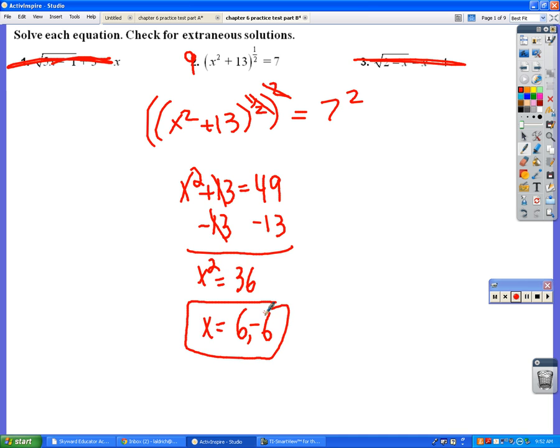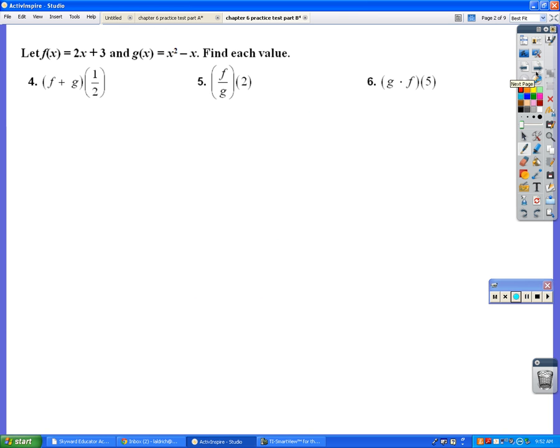Okay, let's look at these function things here. So this is number 10, 11, and 12. All right, so f plus g of 1/2. This just means take the 1/2 and plug it in for x in both of these functions, and then add your answers together. So what is f of 1/2? 4, because 2 times 1/2 is 1, and 1 plus 3 is 4. Okay? What is g of 1/2?